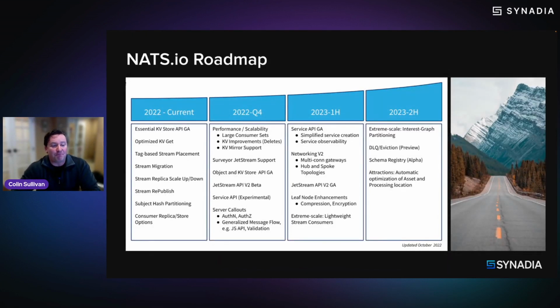Today, just to go over a roadmap real quick, we have GA'd the essential KV store. We have tag-based stream placement. So I can put tags in my NATS servers. I can say, put this stream here, and that stream will be placed on NATS servers with those particular tags. Very useful for geo, GDPR. Stream migration, we have replicas scaling up and down. At any point in time, I can take an R1 stream, turn it into an R3, and back down to an R1 as I need to.